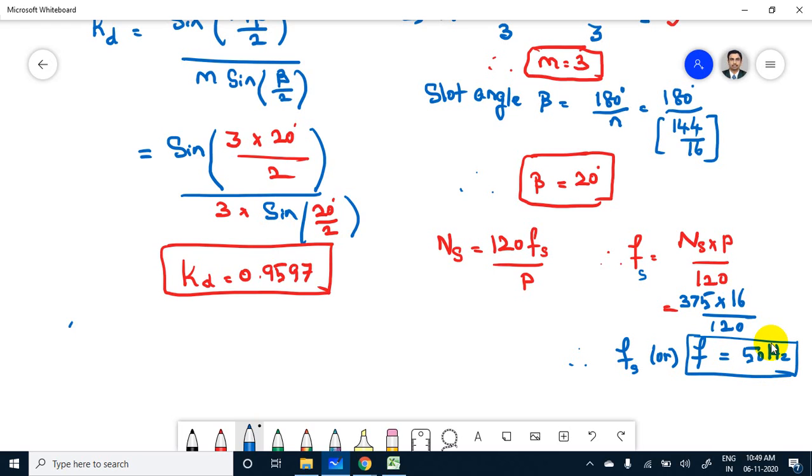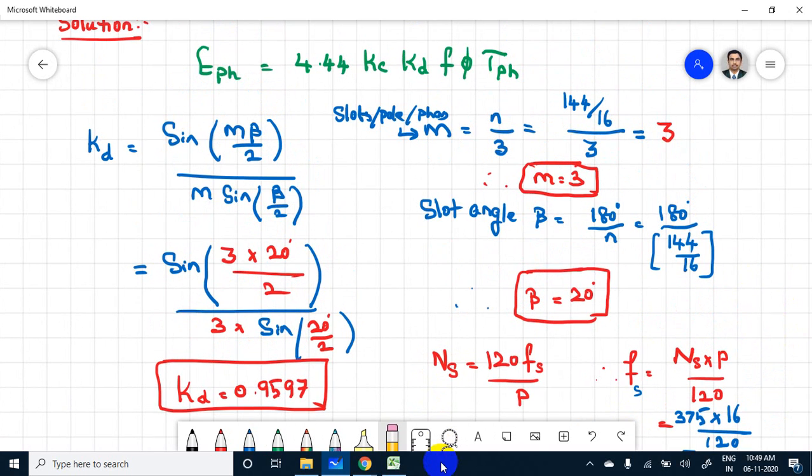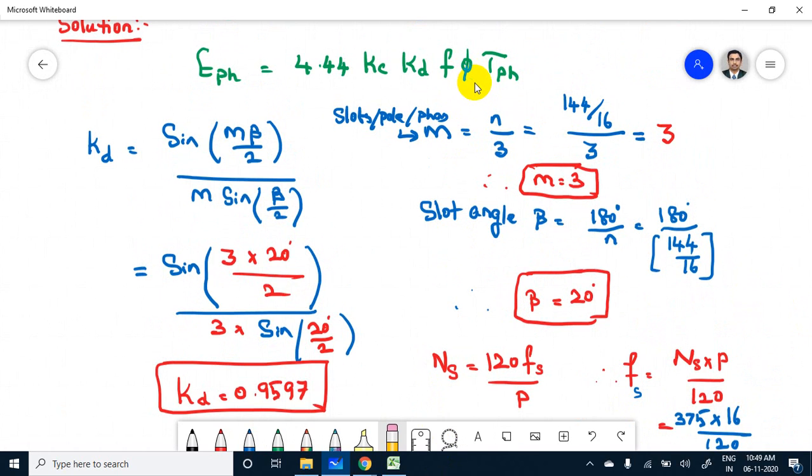Okay, now we will go to our question. Then we have to find out, as per your EMF equation, the flux is already available. The flux value is available in your problem. The flux phi equal to how much? It is 30 milliweber, right? 30 into 10 power minus 3 Weber. It is available in your question.